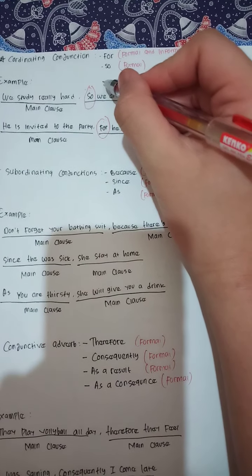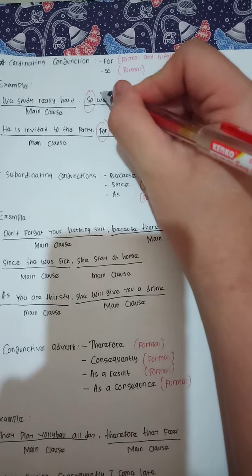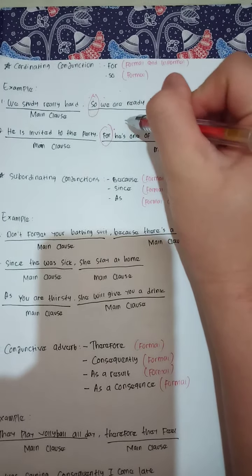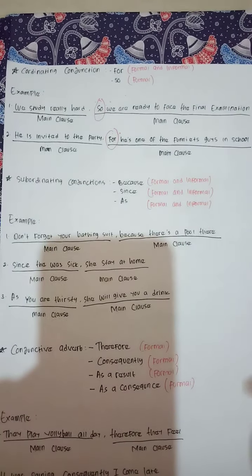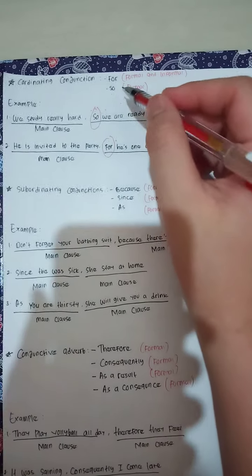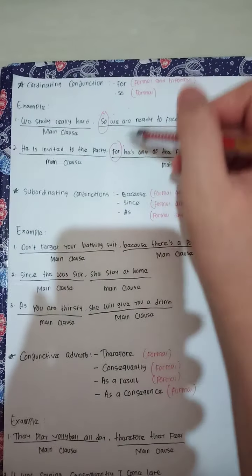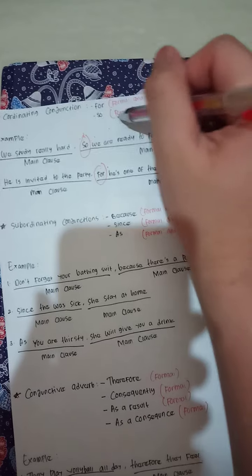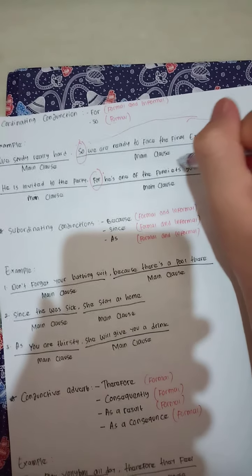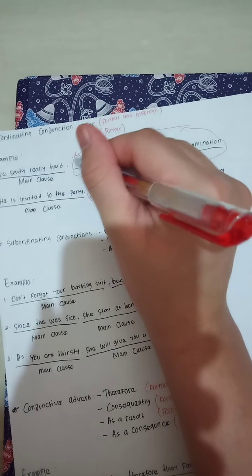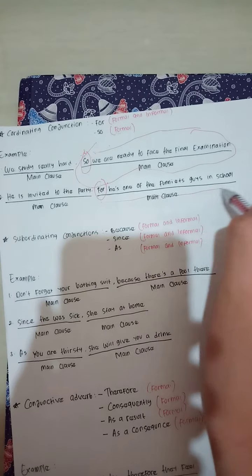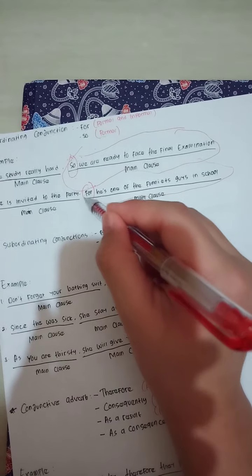So, "so" is for effect, and "for" is for cause. This is an independent clause, and this is an independent clause.